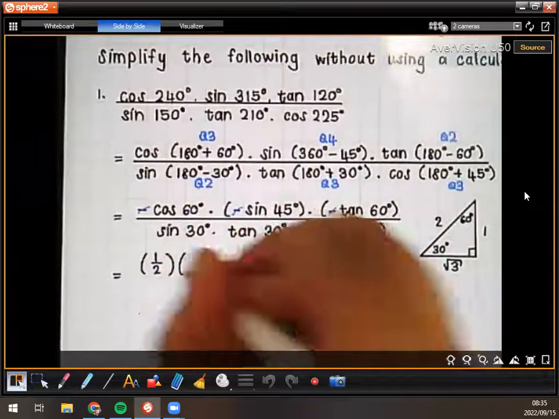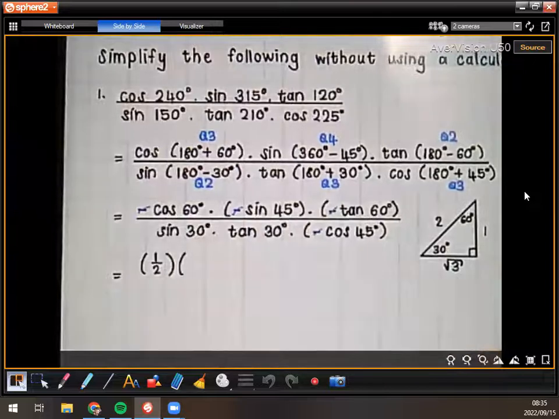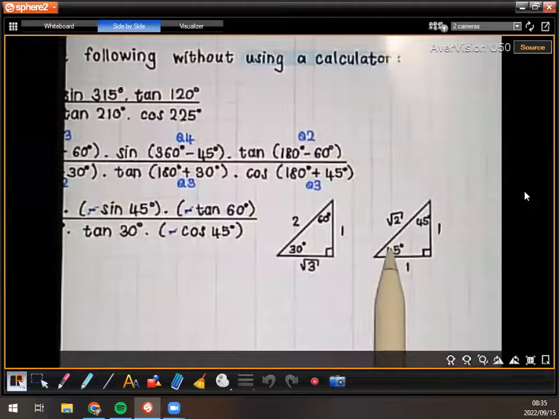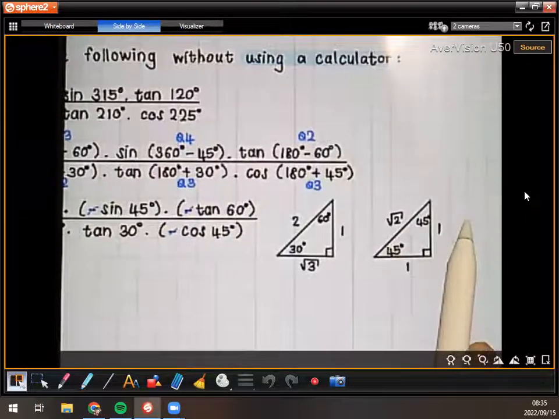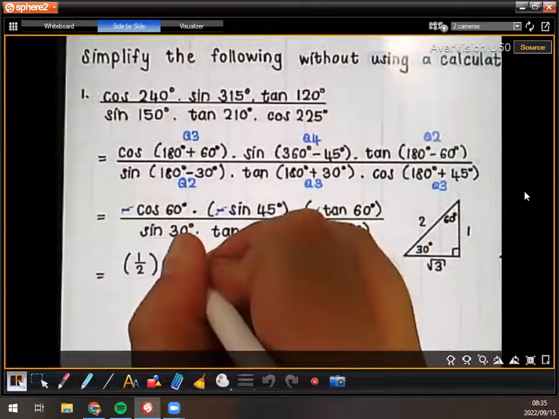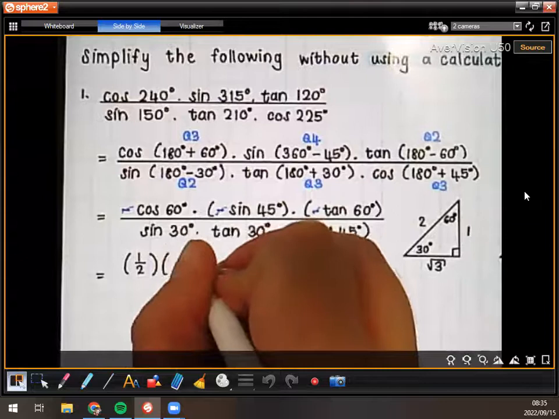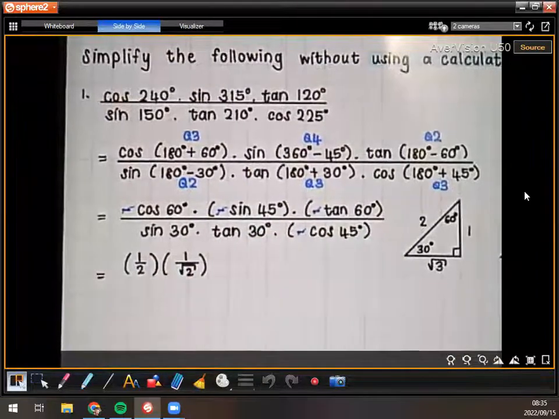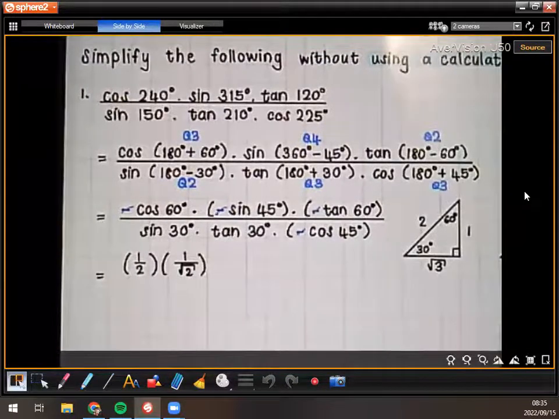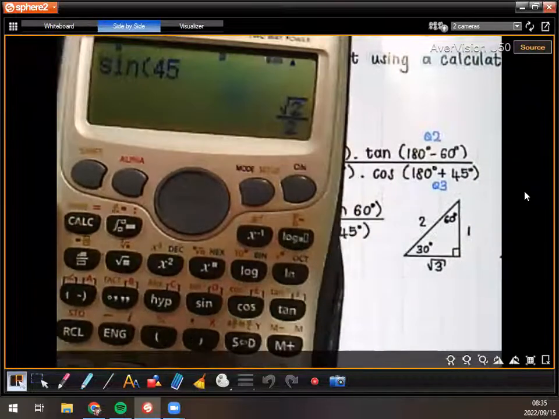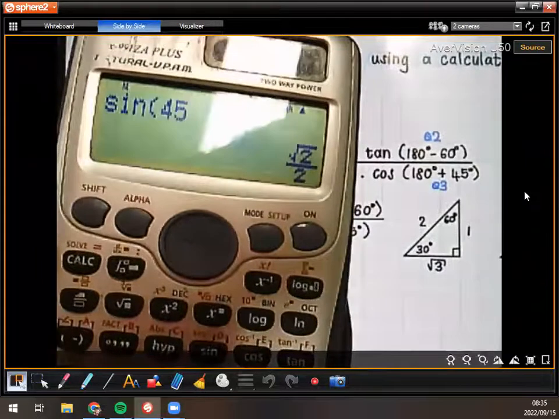Next up, sine 45. Remember we cancelled out all of those negatives. So sine of 45, you're looking at the 45-degree angle, and it's going to be opposite over hypotenuse. So 1/√2. And guys, it is important that you write it like this. I'm going to show you now what happens if you try and be sneaky and use your calculator here, even though I said you're not allowed to. If you type sine 45 into the calculator, it gives you this, √2/2.